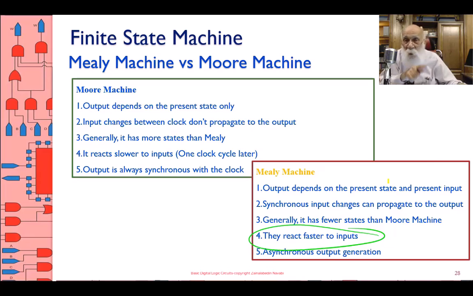Moore machine uses one more state than the Mealy machine. Okay? So there's no free lunch. You get a more precise timing, a little bit more hardware.